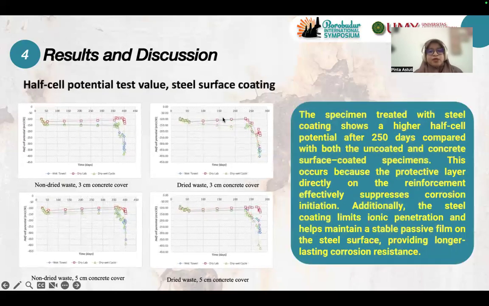And then we move to another coating type, that is steel surface coating. The specimen treated with steel coating shows a higher half-cell potential value after 250 days compared with both uncoated and concrete surface coated specimens. This occurs because the protective layer directly on the reinforcement effectively suppresses corrosion initiation. Additionally, the steel coating limits ionic penetration and helps maintain a stable passive film on the steel surface, providing longer-lasting corrosion resistance.